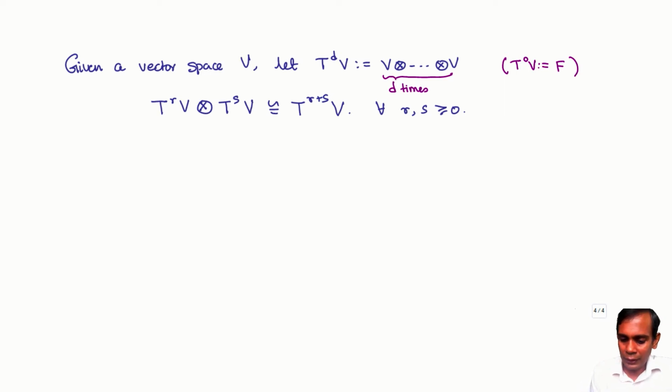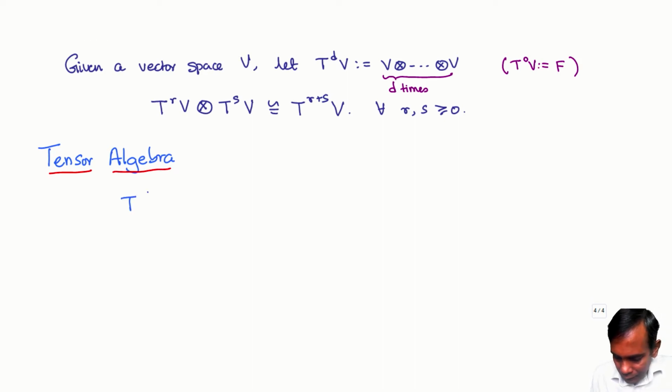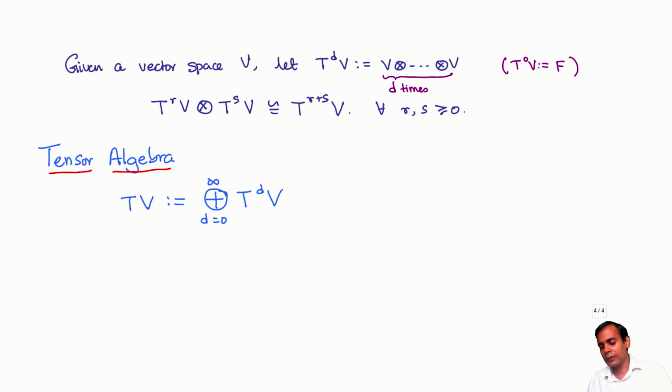And now we are ready to define the tensor algebra. So this is the algebra TV. It is defined to be an infinite direct sum, d goes from 0 to infinity, TdV. So this is the tensor algebra as an additive abelian group. It's just an infinite direct sum of vector spaces.